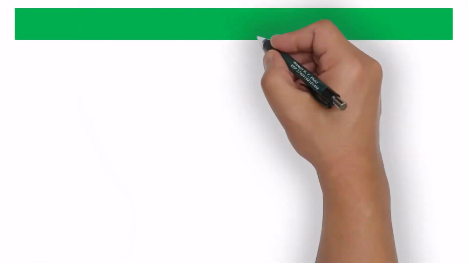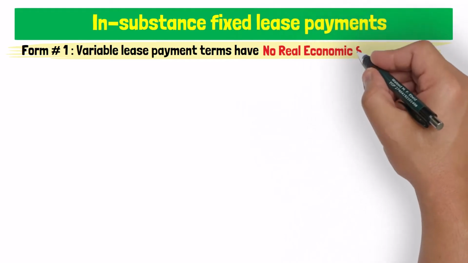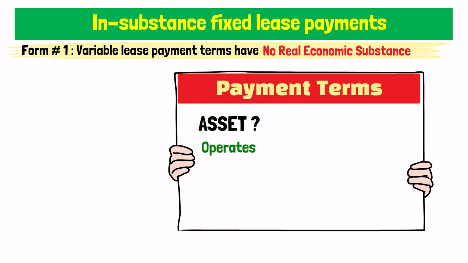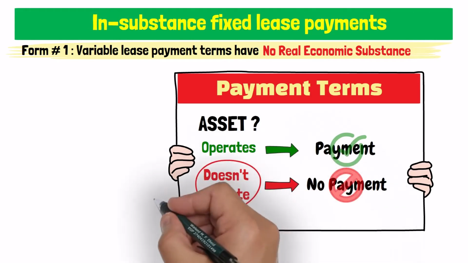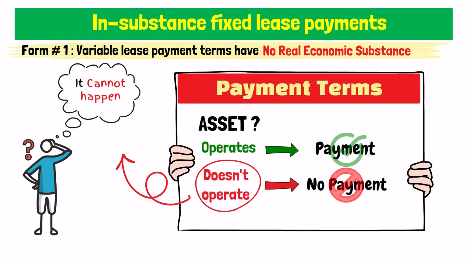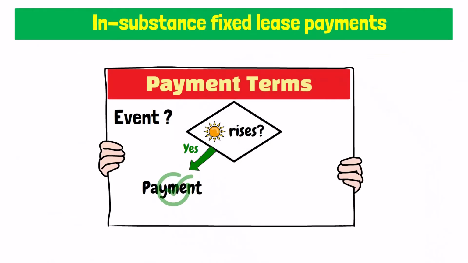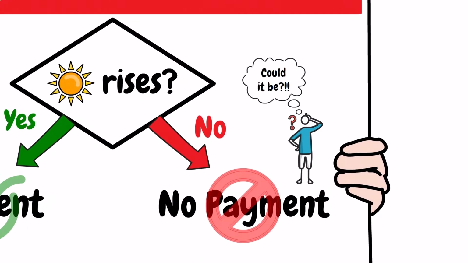Let us see some forms of in-substance fixed payments. The first form is when the variable lease payment terms have no real economic substance. This can be the case when the payments must be made only if an asset is proven to be capable of operating during the lease, where in reality, there is no reason to believe that the asset might not operate. Also, it can be the case when the payments must be made only if an event occurs that has no realistic possibility of not occurring.